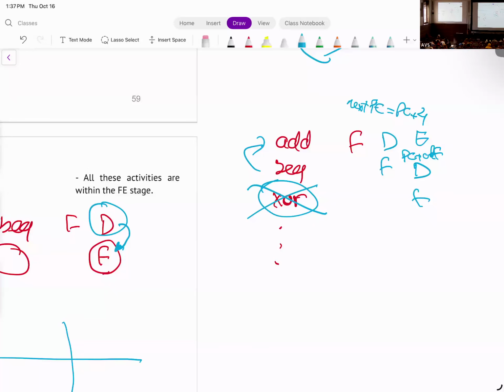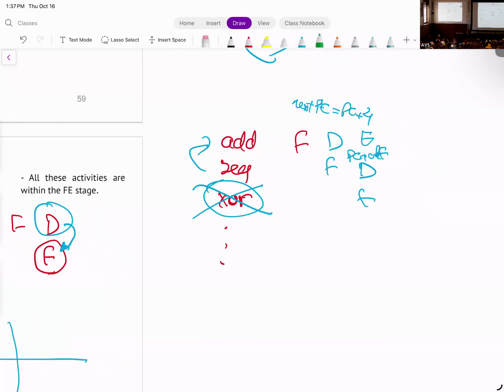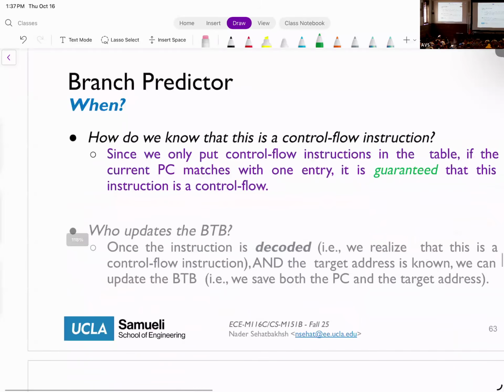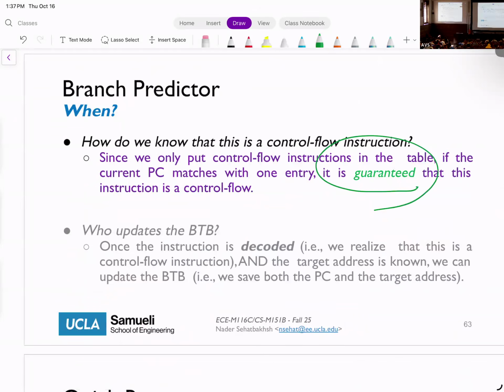So going back to this example, I do fetch and decode and fetch. Here I don't see it. So I actually do fetch XOR here. But here I realized that, oh, this was a branch. So here I'm going to go back and update the BTB. It's too late for XOR, so XOR is fetched, but the next time it's not going to be fetched. Great. Let's continue. As I said, nice thing about this is that this is guaranteed.